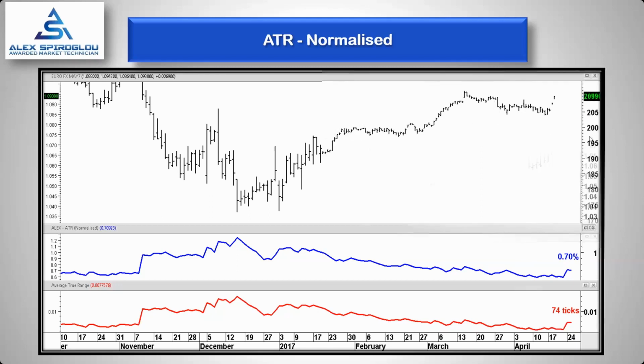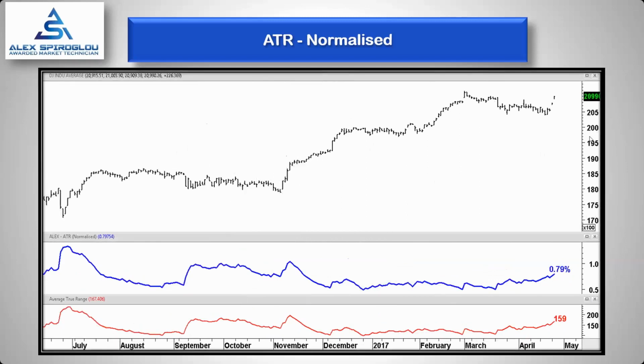Now, take a look at the Dow we spoke of before. The average true range would be 159, so it seems to be twice the average true range of the euro. But if you put it in percentage, it's 0.79%, so it's practically the same. By normalizing, you see you don't have twice the volatility, it's actually the same, 0.79%. And you can do this calculation for each market.